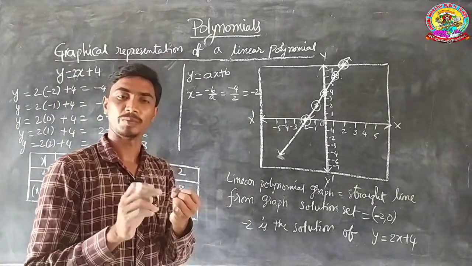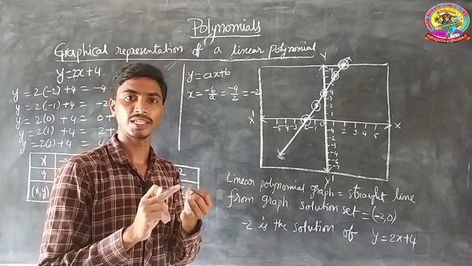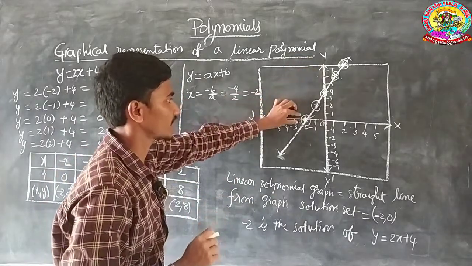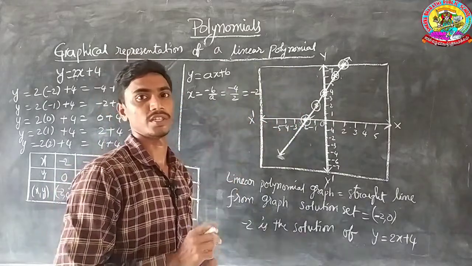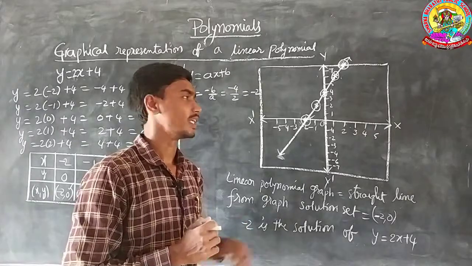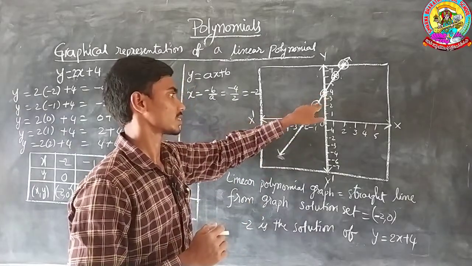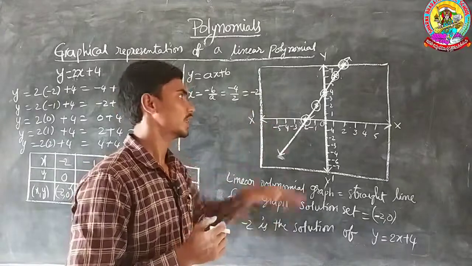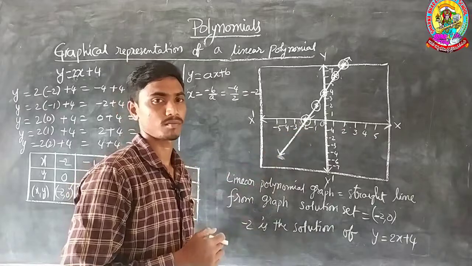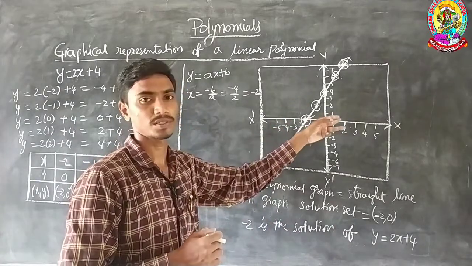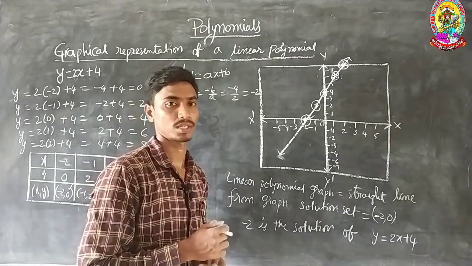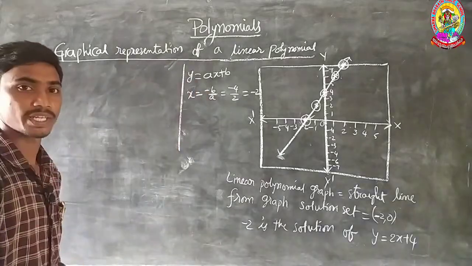Simple. Whether it may be quadratic, linear, or cubic, if the graph touches the x axis, that is the solution of that equation. So this is the key point while you are drawing a graph. If it doesn't intersect, that means there is no solution. If it intersects, that means it has a solution. If the graph is intersected two times, that is, the polynomial has 2 solutions. Clear?